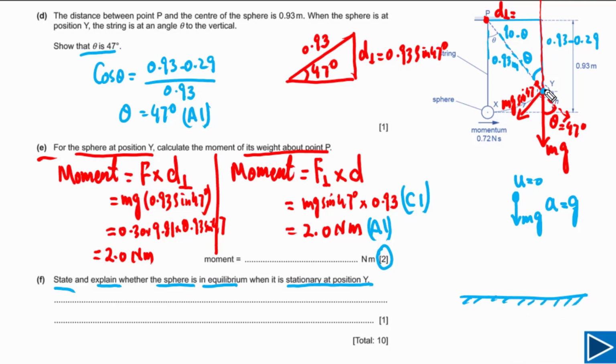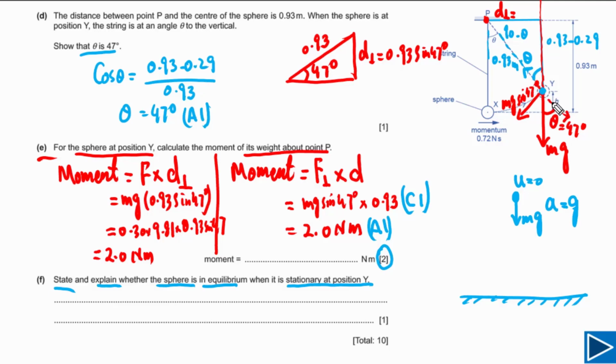Now when the sphere is here, it is at rest, it is stationary, but at the same time its direction of motion is changing. So there is a force acting on this one that will cause the change in its motion. So there is a force acting on the sphere at this point. So this is what you need to understand. Now let's try to look at the forces. When the sphere is here, there is one force that is acting up, that is the tension in the string.